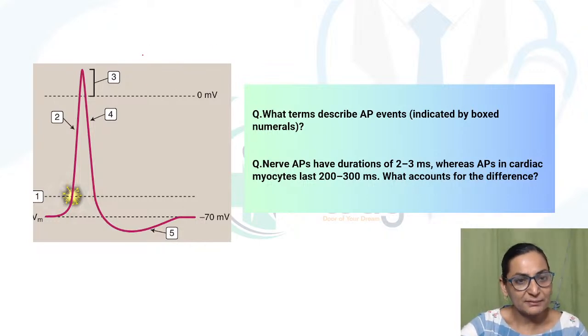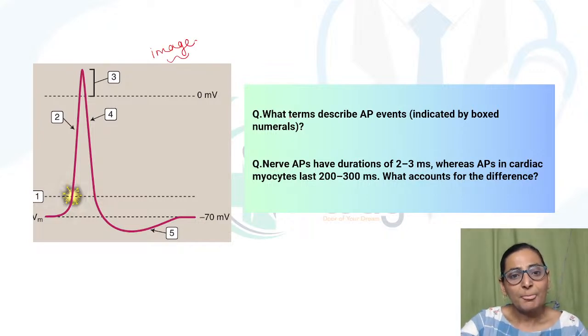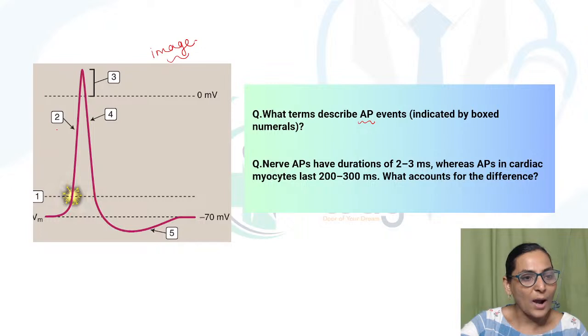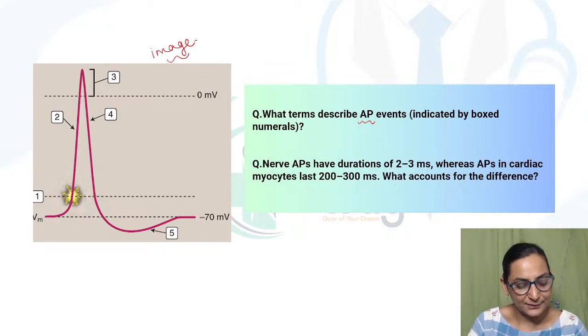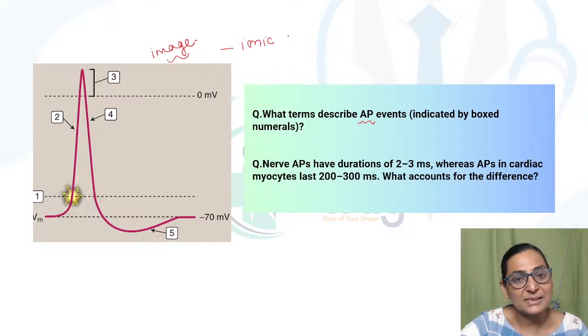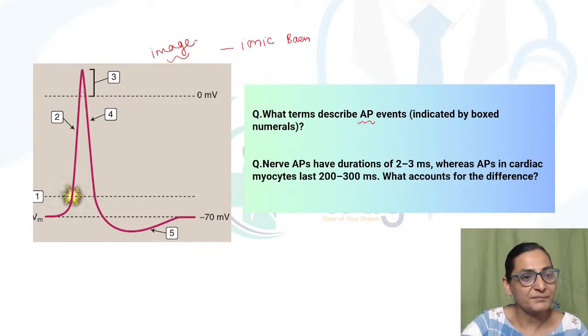So suppose I give you this image, and what terms describe the action potential events? That means, what is this 1 2 3 4, what is this which are telling you about the action potential? I mean, how do you come to know, or what are the different phases which will tell you about this? What are these boxes indicating? Or another way of asking the question could be, what is the ionic basis of these boxes?